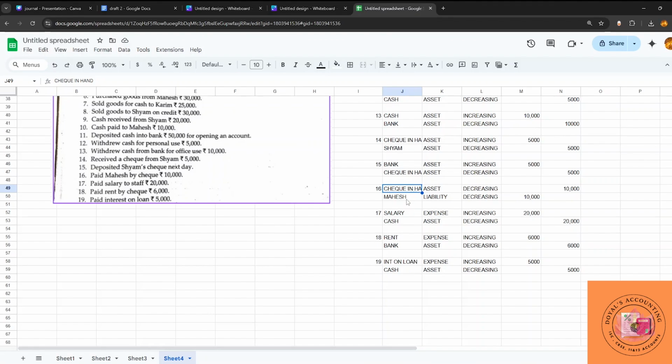Number 17, we have paid salary to the staff. So what are the accounts involved? One will be salary and then the next will be cash. Salary is a nominal account and that rule states that we debit all expenses and credit all income. Salary being an expense will be debited.